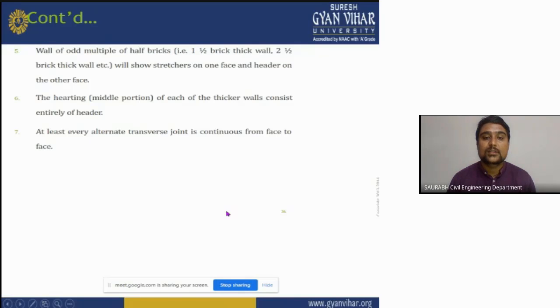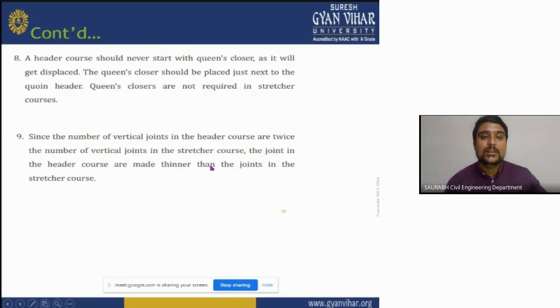The heading course of each of the thicker walls consists entirely of headers. At least every alternate transverse joint is continuous from face to face. The header course should never start with a queen closer as it will be displaced.